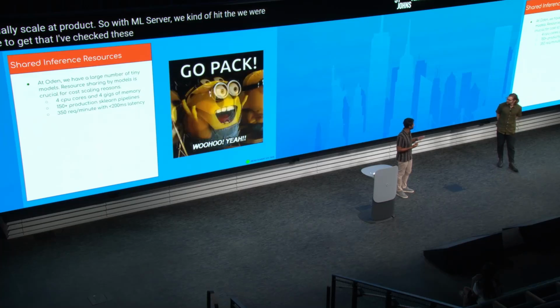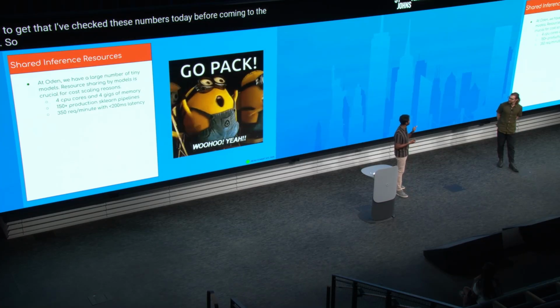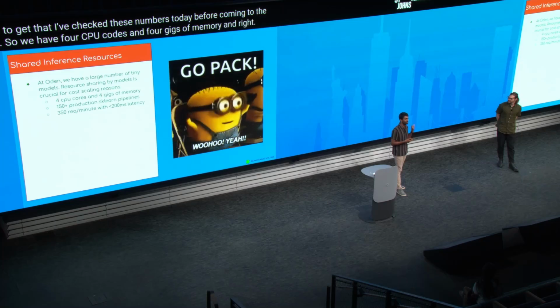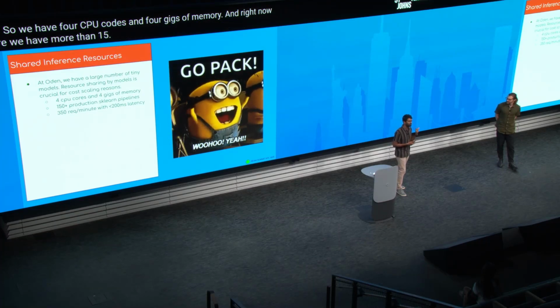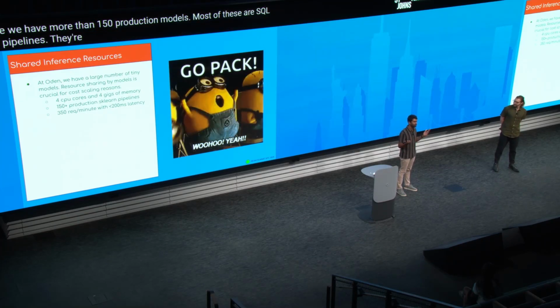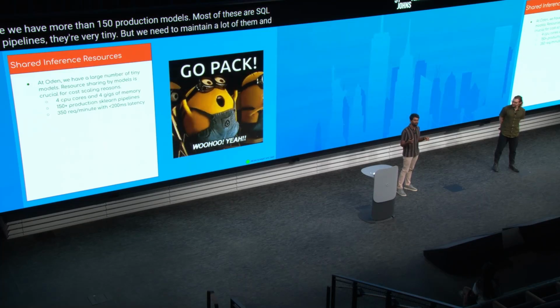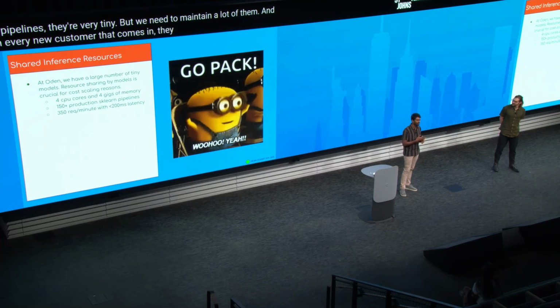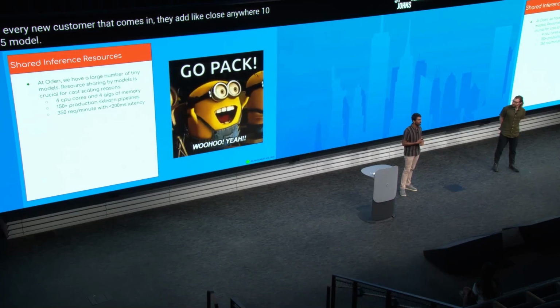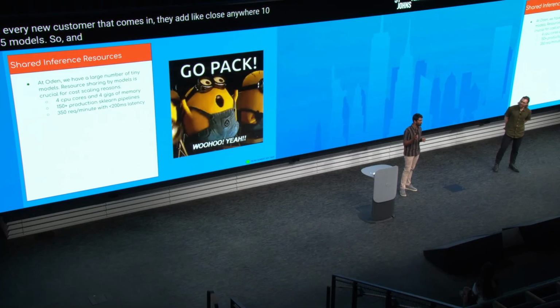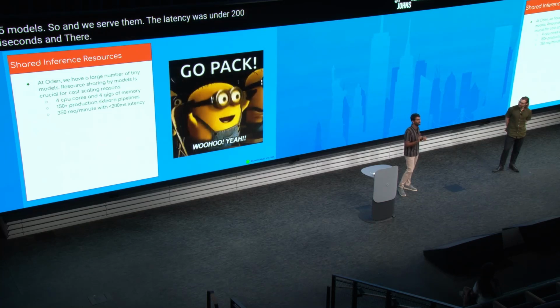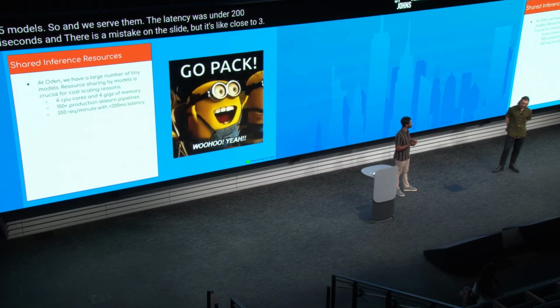I've checked these numbers today before coming to the talk. So we have 4 CPU cores and 4 gigs of memory, and right now we have more than 150 production models. Most of these are SKLearn pipelines. They're very tiny, but we need to maintain a lot of them. And with every new customer that comes in, they add close to anywhere from 10 to 15 models. We served them, the latency was under 200 milliseconds, and there is a mistake on the slide, but it's close to 350 requests per second is what the throughput is right now.